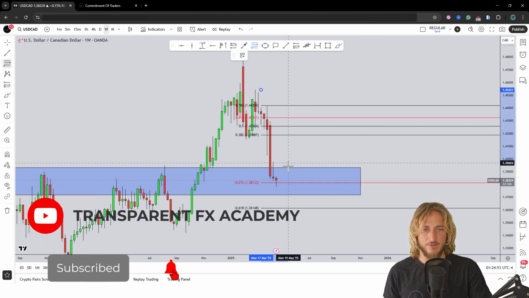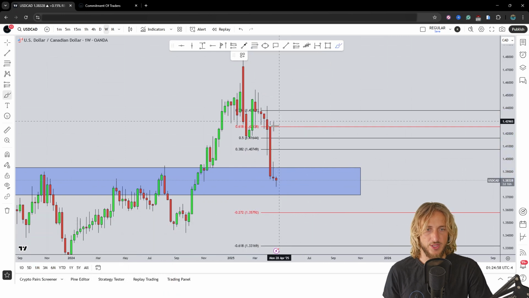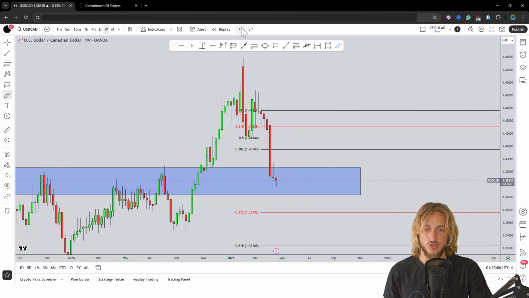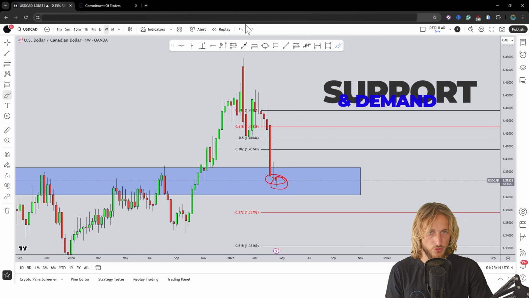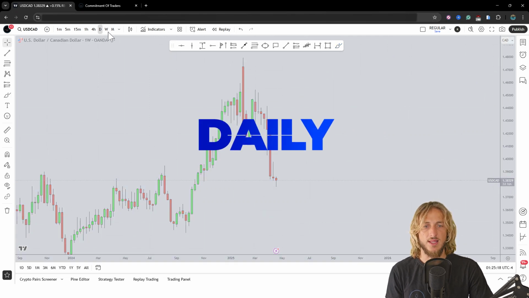And also here, after this massive impulse, if we want to measure the correction, we have to take our Fibonacci on the impulse leg, which gives us a first upside target here at this 0.32 for a healthy correction after such a strong push to the downside. A correction which would also come away from a strong monthly demand and support level. So let's keep all of this in mind and drop down on the daily time frame.